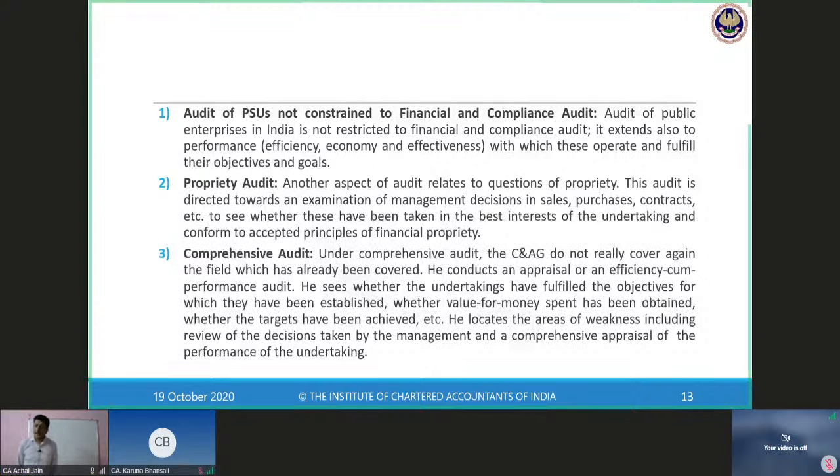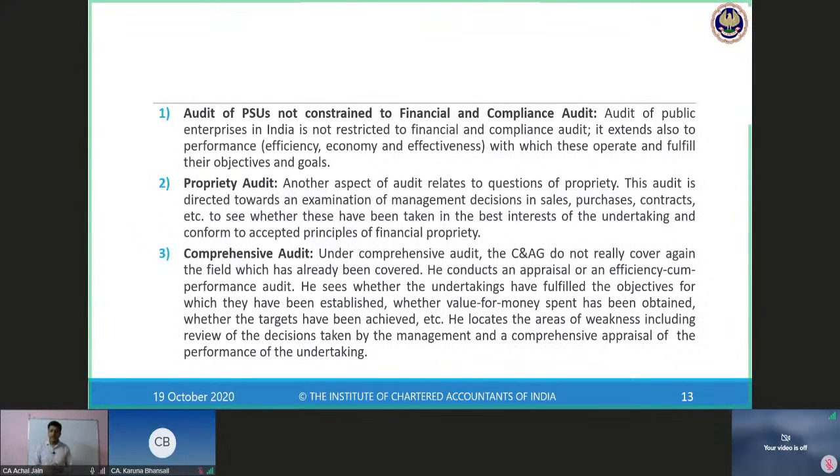Under this audit, CAG does not really cover again the field which has already been covered. He conducts an appraisal or an efficiency cum performance audit. He sees whether the undertakings have fulfilled the objectives for which they have been established, whether value for money spent has been obtained, whether the targets have been achieved. He locates the areas of weaknesses, including the review of decisions taken by the management and a comprehensive appraisal of the performance of the undertaking.